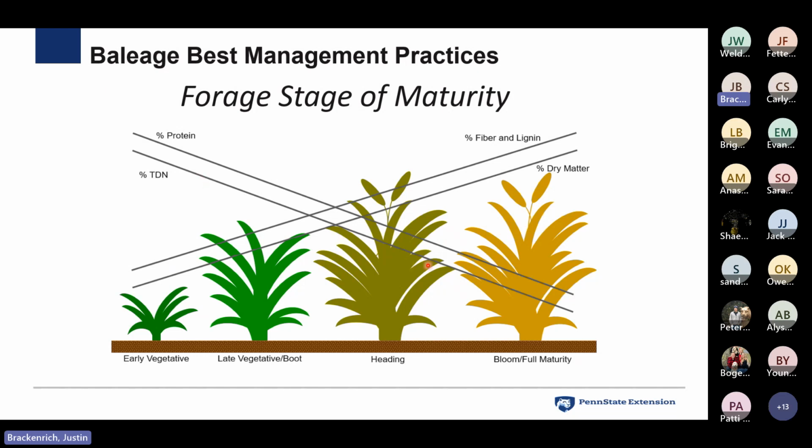The last thing I will point out here about some of these benefits, right, is it's a fairly common practice. If we're talking about hay or silage or anything, the older the forage is, we start to move from early vegetative into full bloom. The older this forage gets, the more of this fiber and lignin and dry matter we see, and the less protein and total digestible nutrients, and the quality really starts to go down. And so that's the trade-off, right?